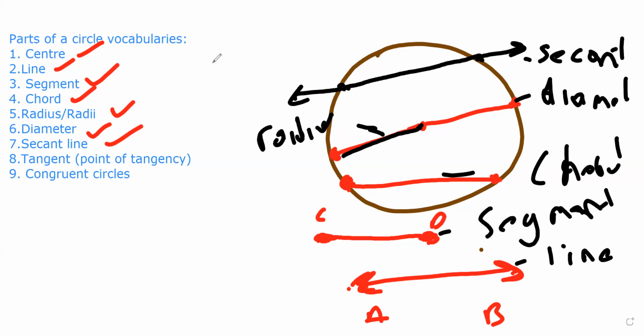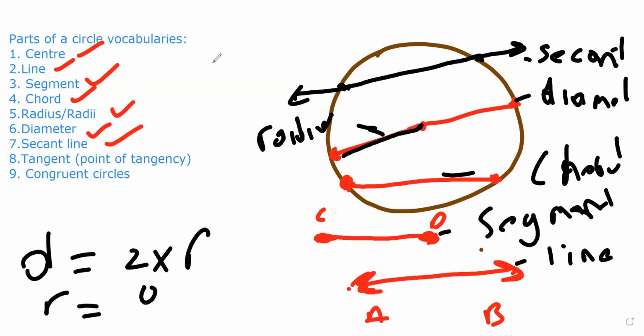Always remember that the diameter is equal to 2 times the radius, while the radius is half of the diameter. So if I have a diameter of 10 centimeters and I want to find out what the radius is, all I need to do is divide the diameter by 2, and I will get half for that radius. If I have a question like, if I have a radius of 2, what's the diameter?